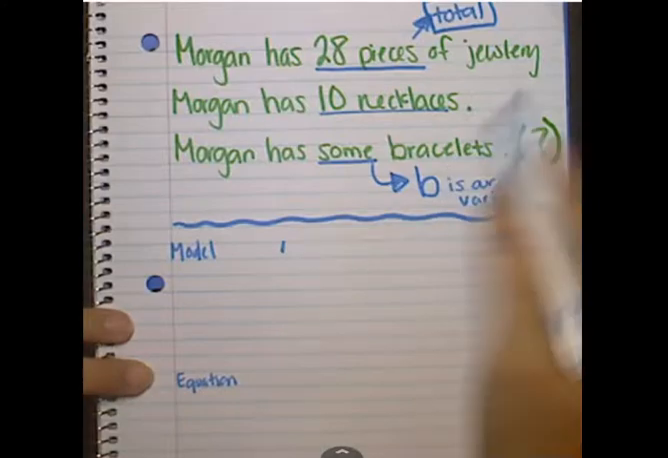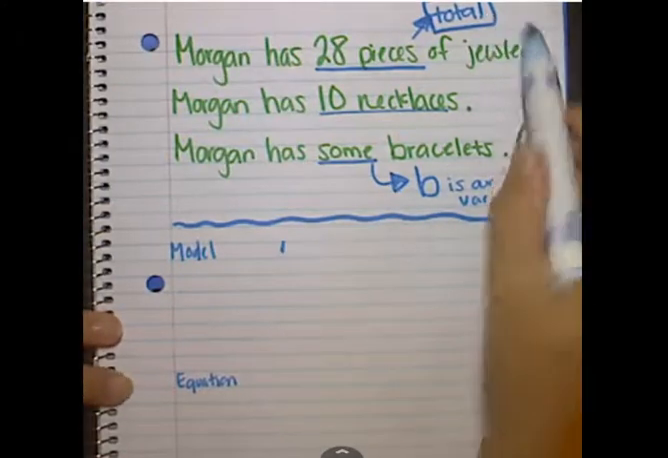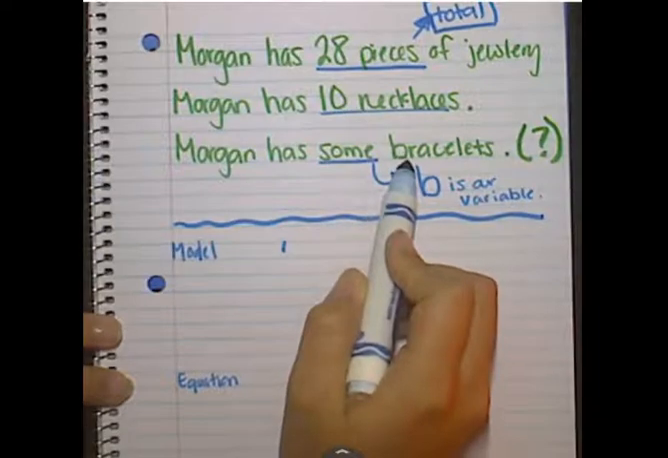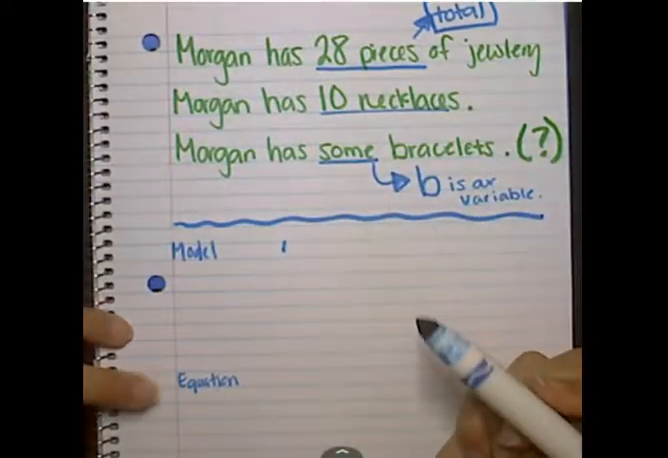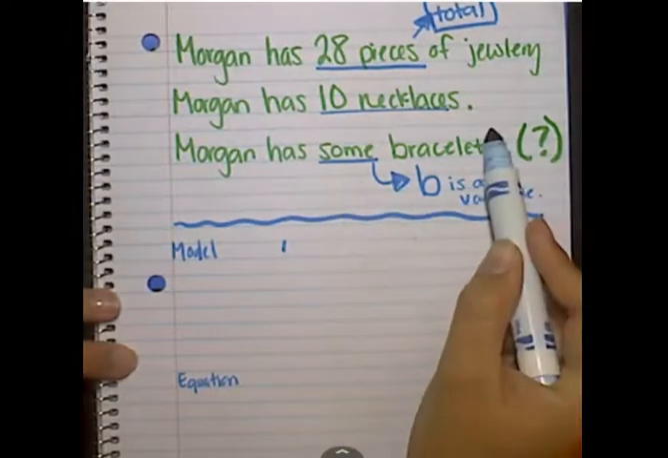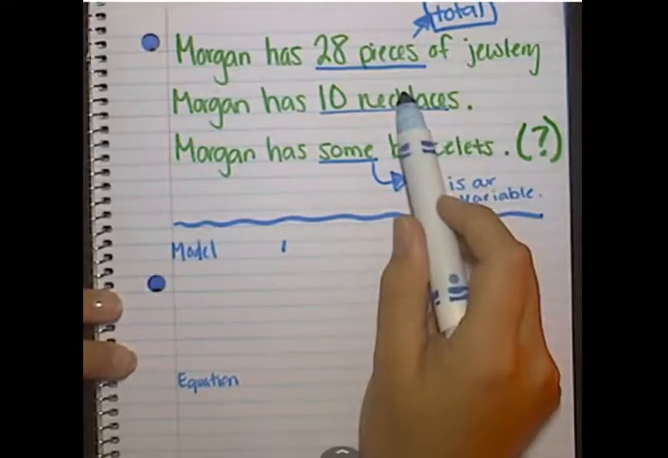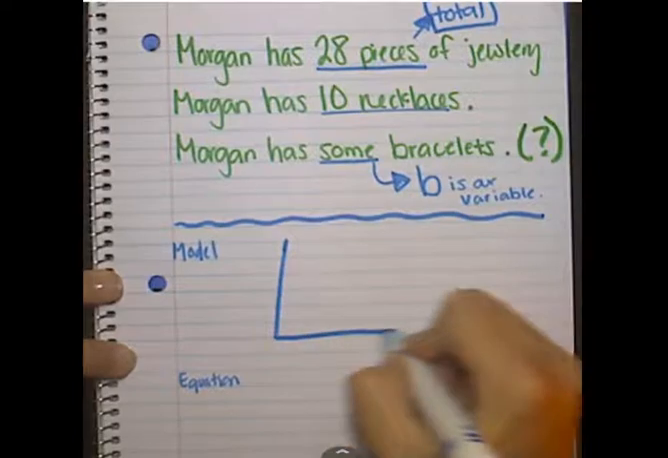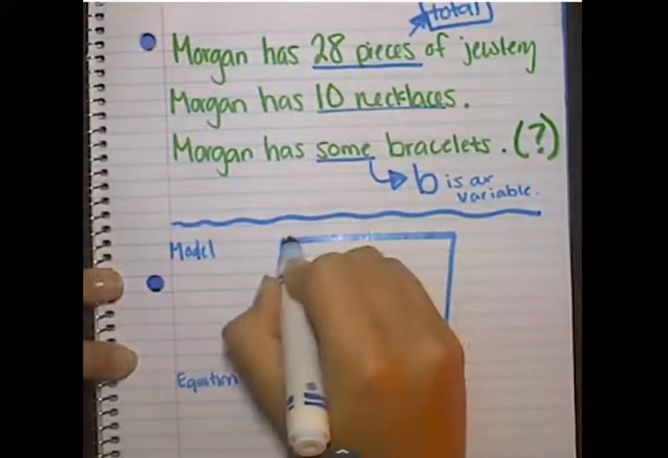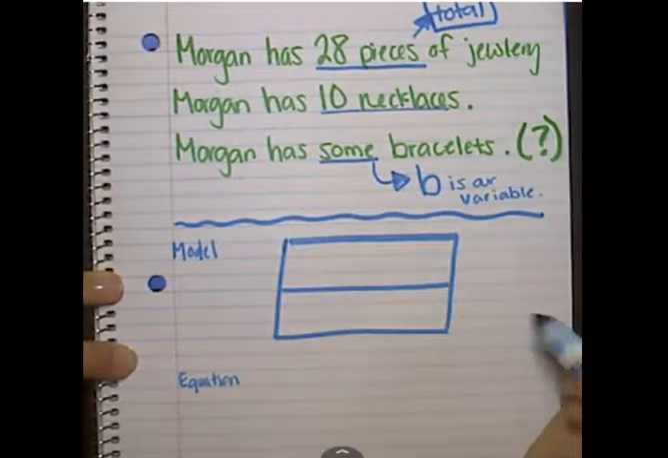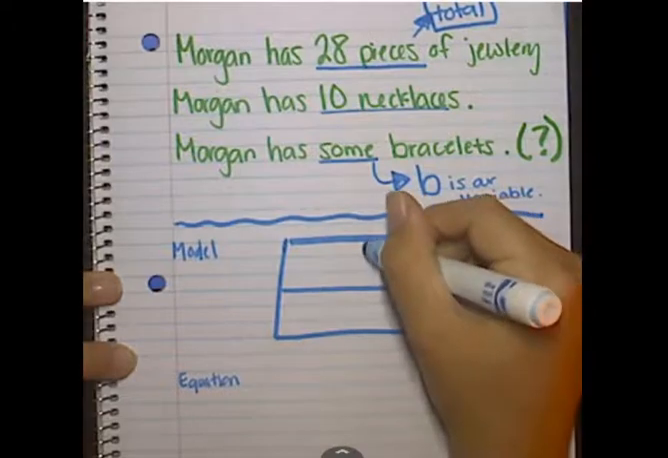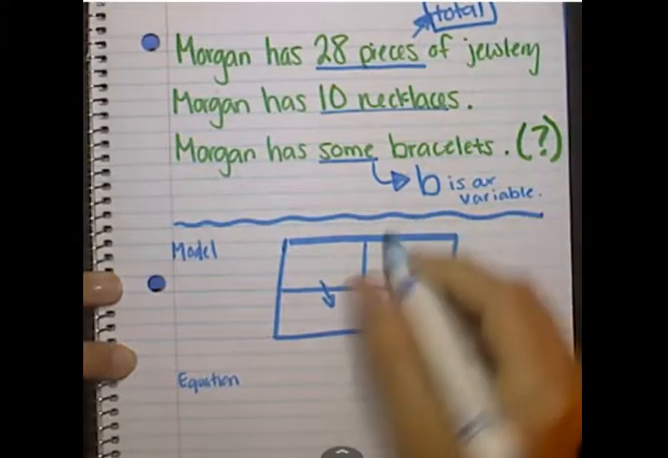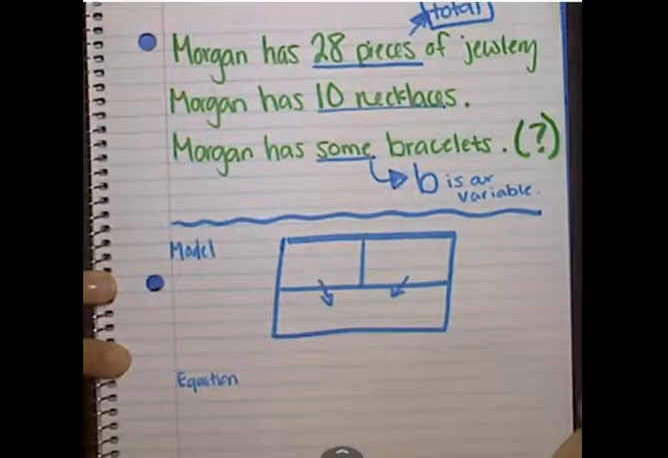I know that we have a total, and when we put together the necklaces and the bracelets, we're going to find out how much she has all together. If we are combining things, that tells me that we are going to use an addition model where we have two parts coming together to make a total.